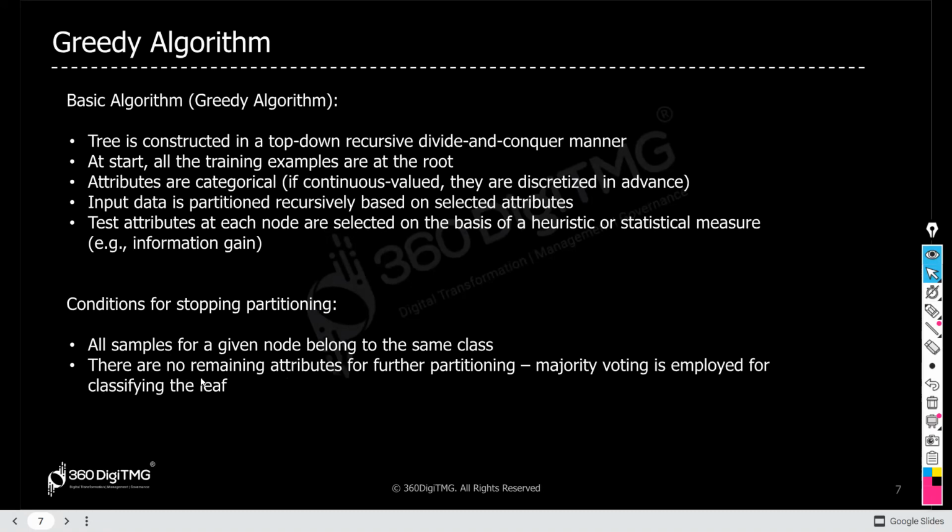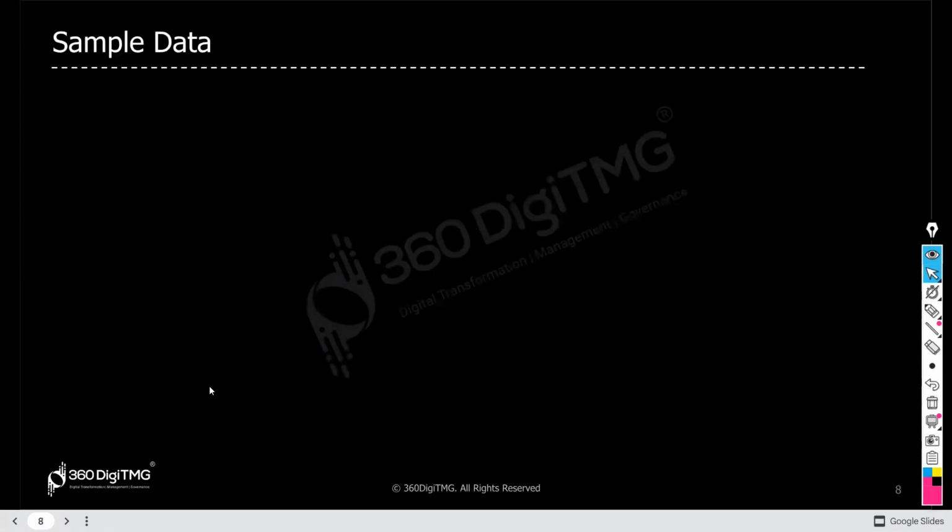Majority voting is employed for classifying the leaf. There are no samples left. So when I am reading the theory, you won't get an understanding properly. So I will just provide you this particular theory in the form of a practical example, in the form of a use case. Let's check out what is there in the second example provided.